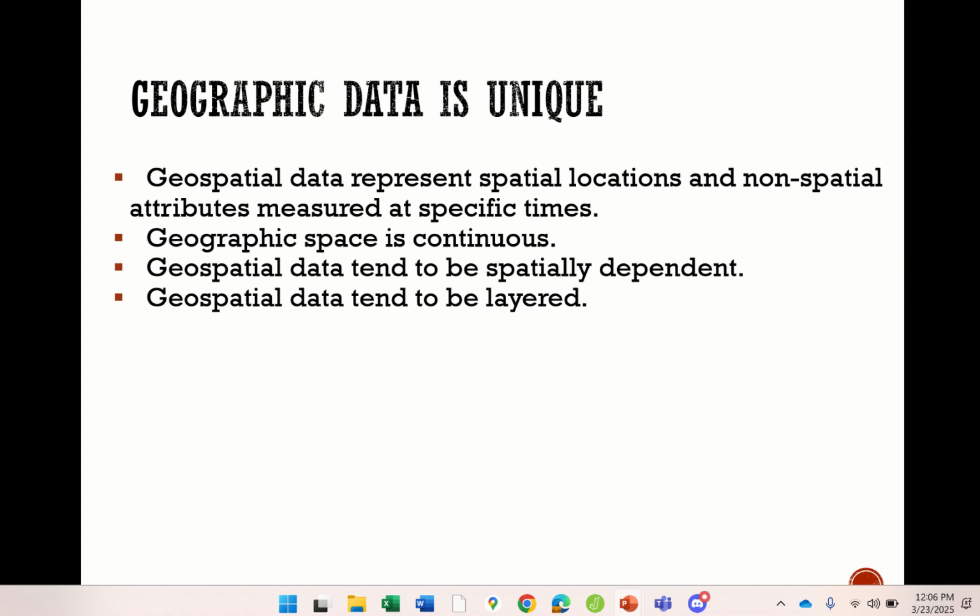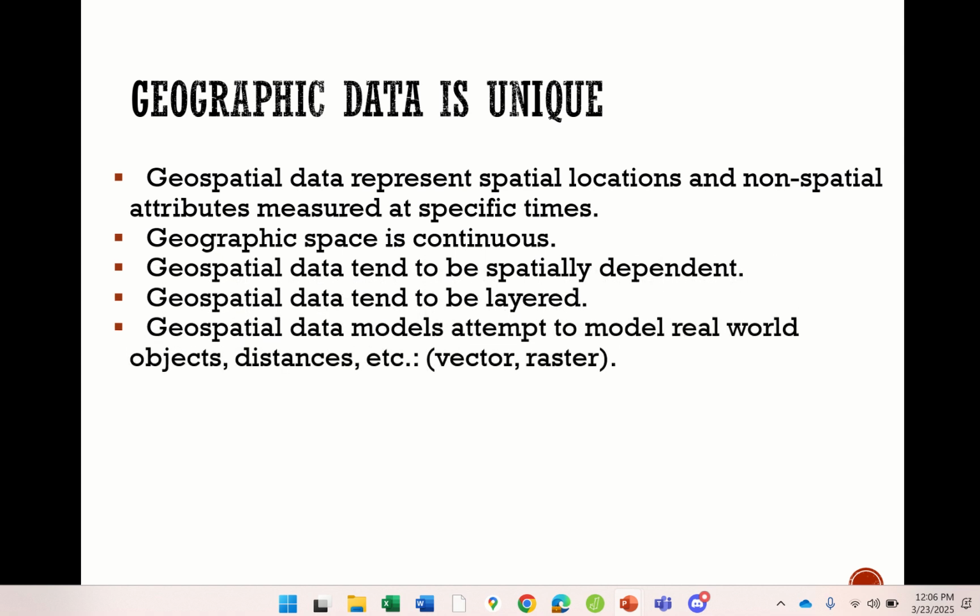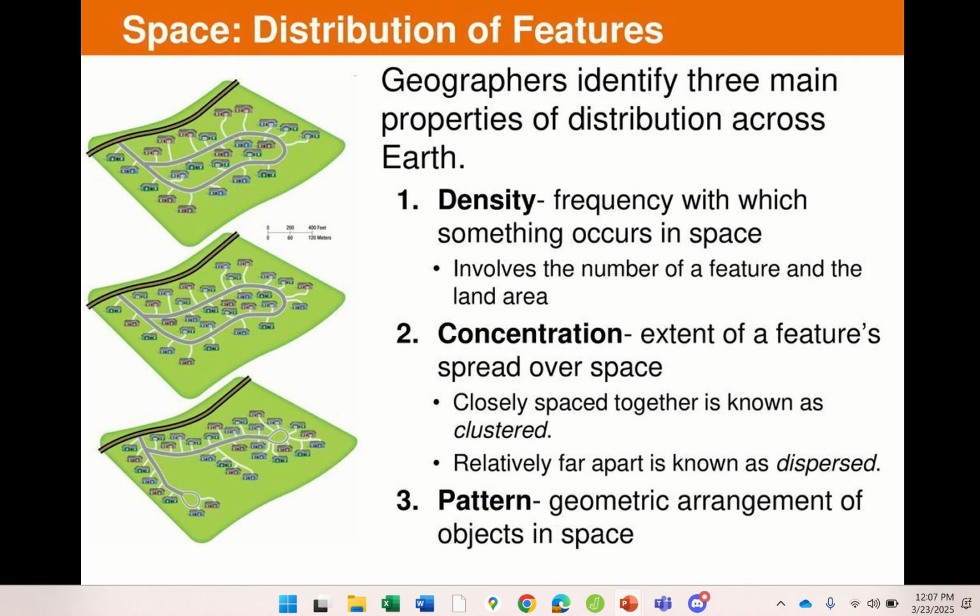If any of you have used a GIS program, you know that you can look at different variables by looking at different layers within the GIS program. And then we use different geospatial models to try to model or guess what the real world characteristic of certain geographic objects are, distances, things like that, using different data model types, whether that be vector or raster data.